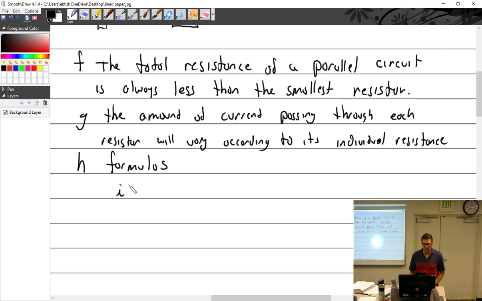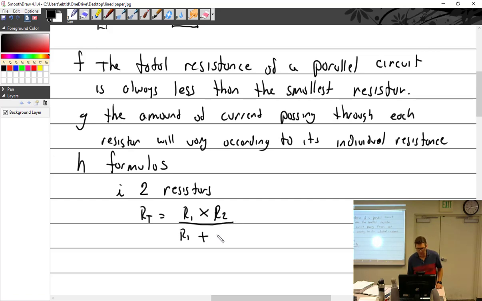So with these resistors in parallel, there are multiple formulas, which I didn't tell you in 309, but I will tell them to you now. If you have two resistors, let's do it for parallel. All talking parallel. Don't try this at home with the series. The total resistance is equal to resistor 1 times resistor 2 divided by resistor 1 plus resistor 2.